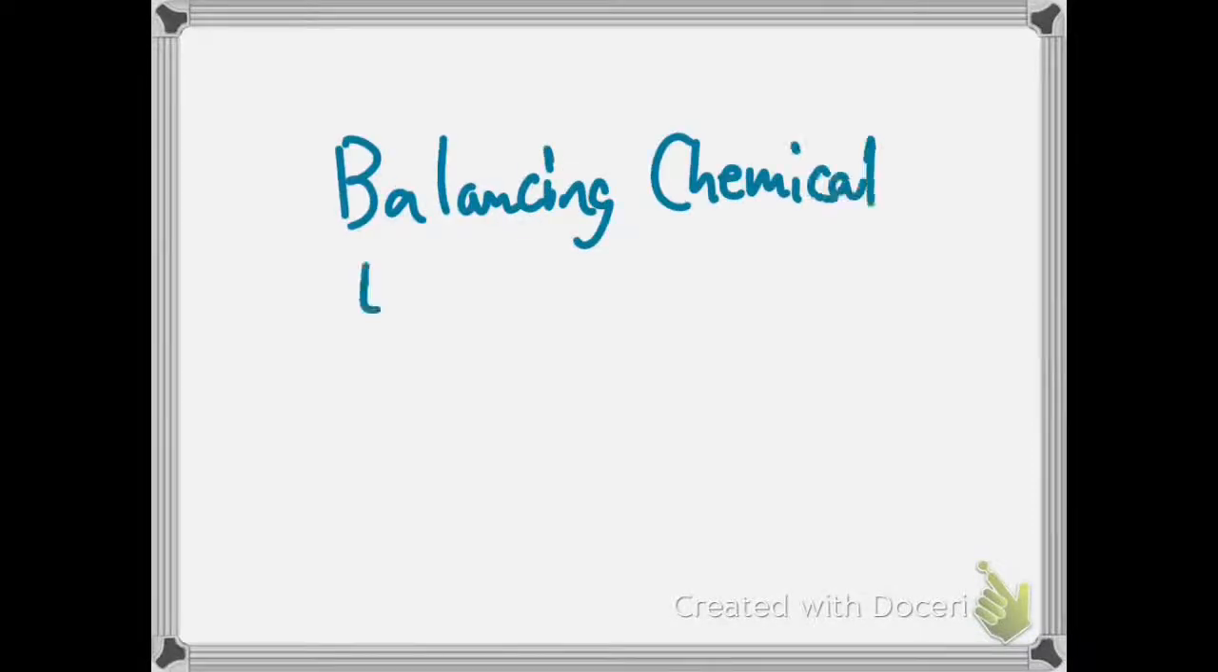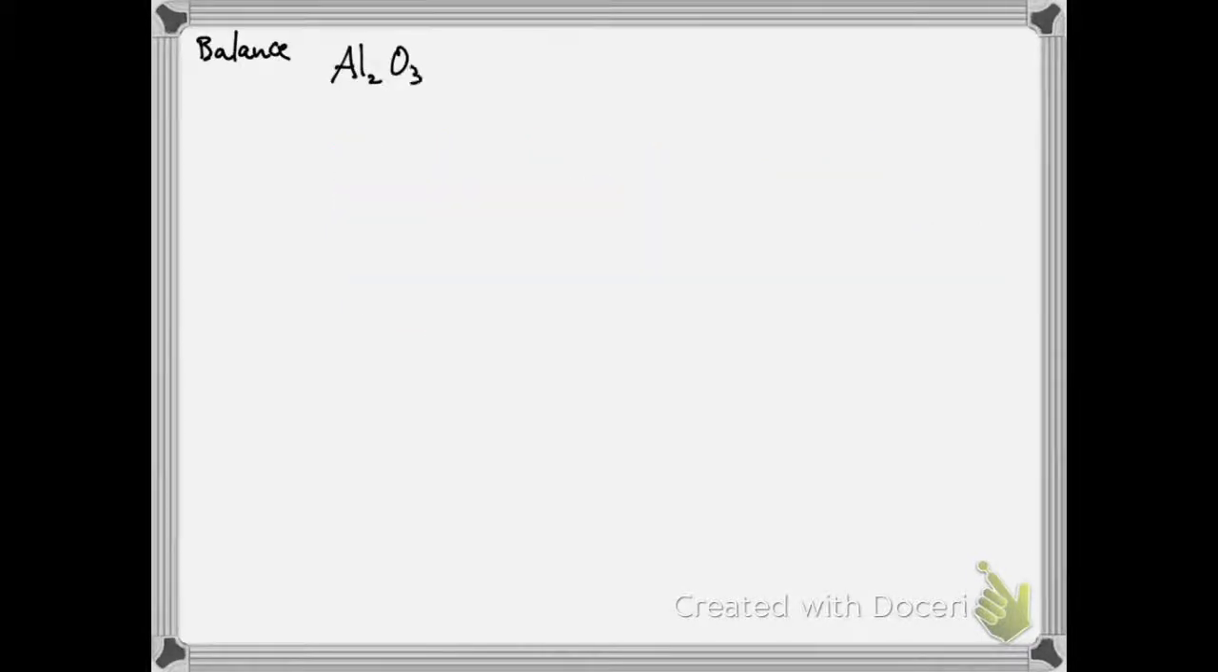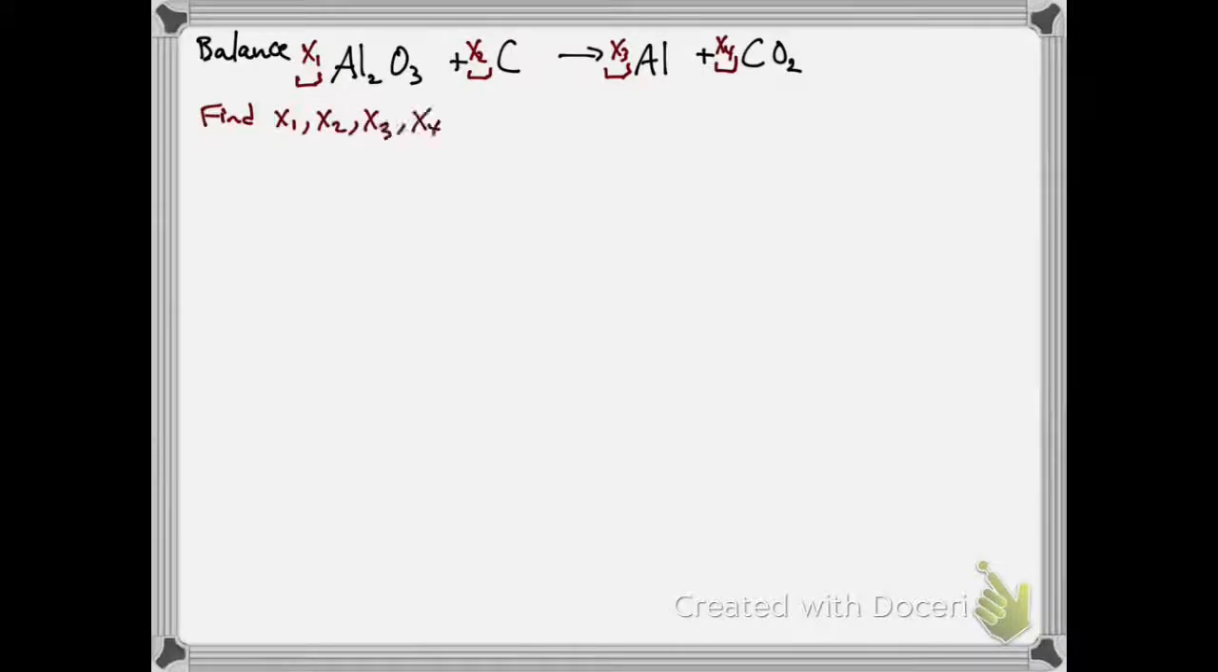Let's work through an example of balancing chemical equations. This is exercise 1.6.6. Suppose we want to balance the following chemical equation. What does that mean? Well, that means we're looking for numbers, x1, x2, x3, and x4, so that the equation is balanced.